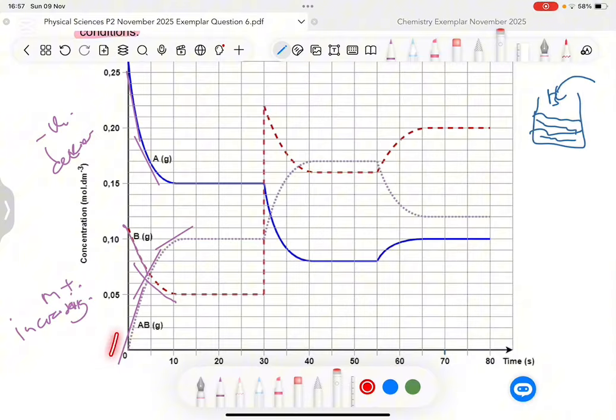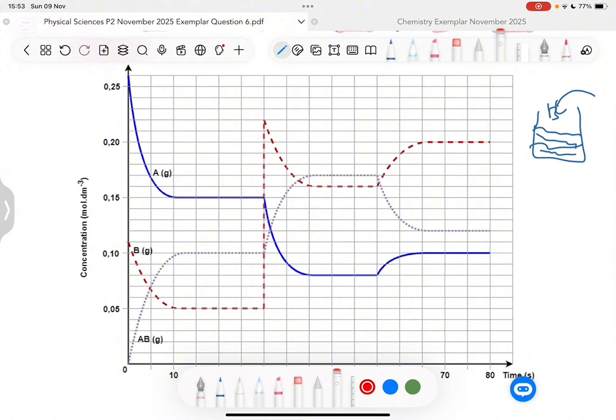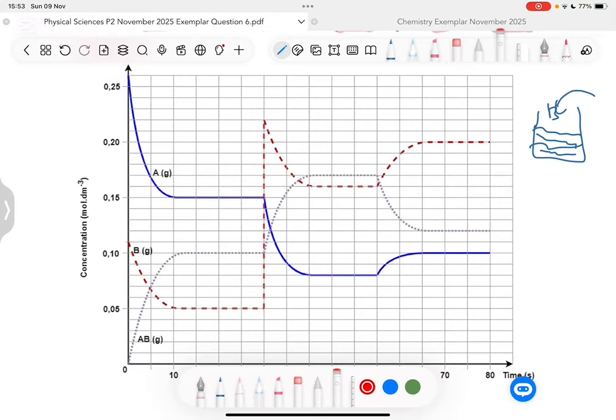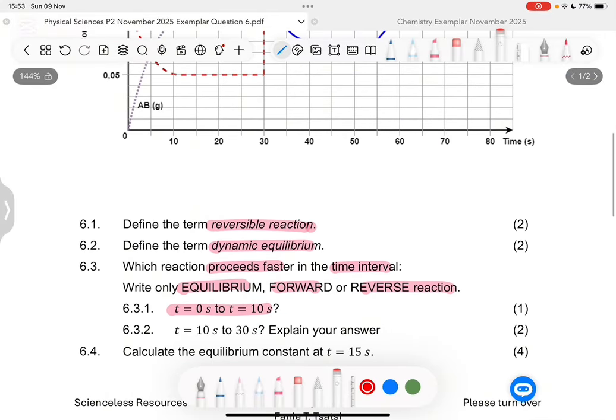So we are forming AB faster than we are decreasing A and B separately. We are having a reaction where the forward reaction is happening faster than the reverse reaction. So my answer here would be the forward reaction.